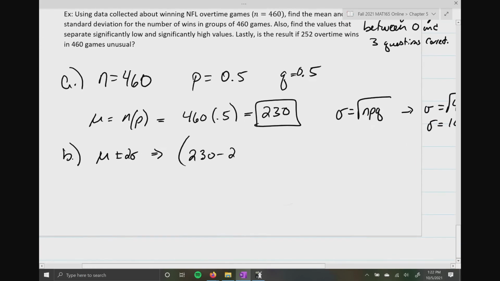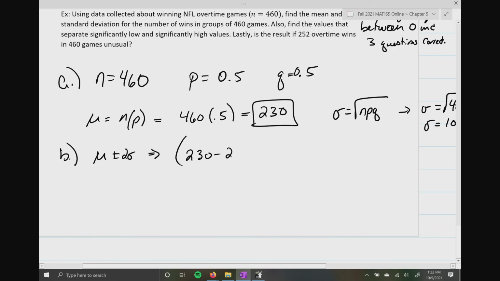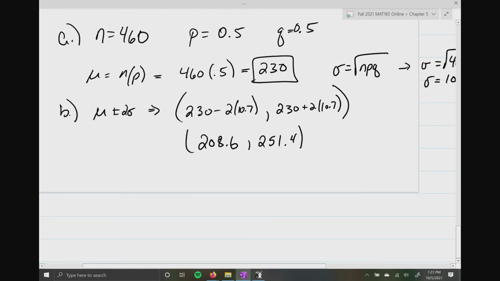So for part B, 230 minus 2 times 10.7, comma. The upper limit will be 230 plus 2 times 10.7. So when you go ahead and do the math, initially you're going to get 208.6 all the way up to 251.4. However, since these are actual games, you can't have 0.6 of a game. I'm just going to go ahead and say this will be 209, and I'll round this one up to 252. When in doubt, round the number up. 0.4 means you're already in the game, so round it up.